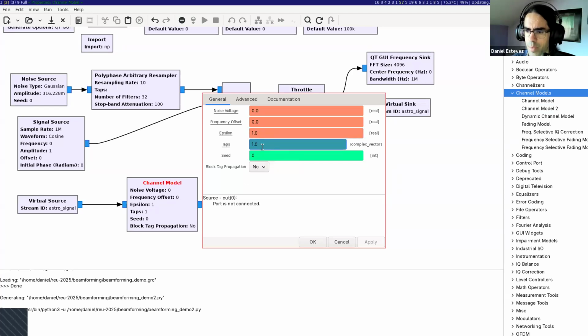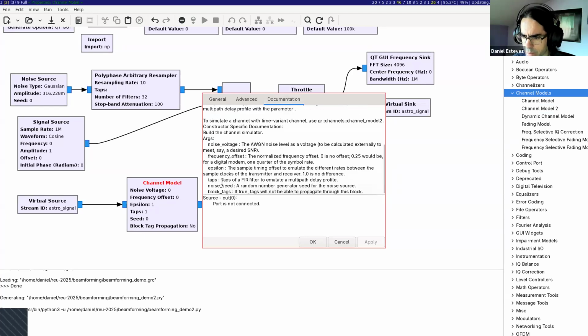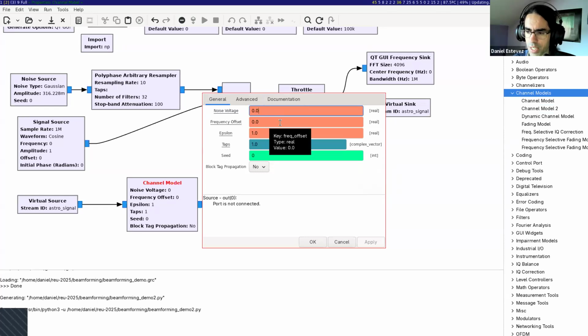And finally, there is taps, and I don't know what's about taps in the documentation. Yeah, it says taps of an FIR filter to emulate a multipath delay profile. So multipath means when the signal reaches the antenna through multiple paths. That's the cell phone in a pocket situation. I was mentioning the signal might arrive through different paths by bouncing off different objects and buildings. And then you will see multiple copies of the signal arriving, each of them with a different delay. And that's what the taps in here are intended for. But we can use them to simulate the phase shift or the phase difference between the two receivers.